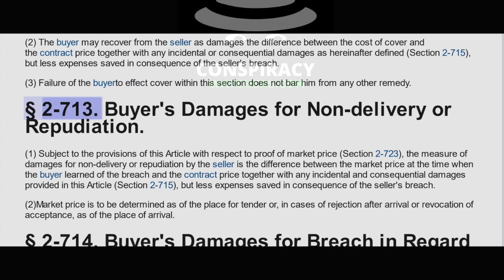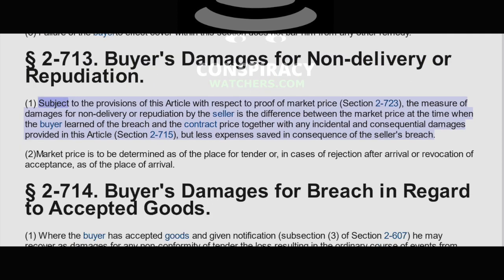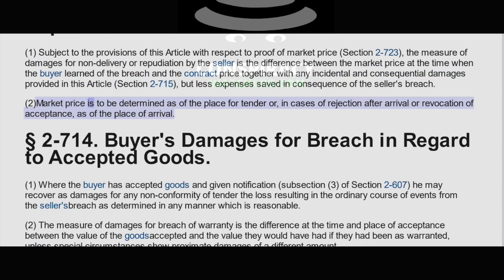Section 2-713. Buyer's damages for non-delivery or repudiation. Subject to the provisions of this article with respect to proof of market price, the measure of damages for non-delivery or repudiation by the seller is the difference between the market price at the time when the buyer learned of the breach and the contract price, together with any incidental and consequential damages provided in this article, but less expenses saved in consequence of the seller's breach. Market price is to be determined as of the place for tender or, in cases of rejection after arrival or revocation of acceptance, as of the place of arrival.